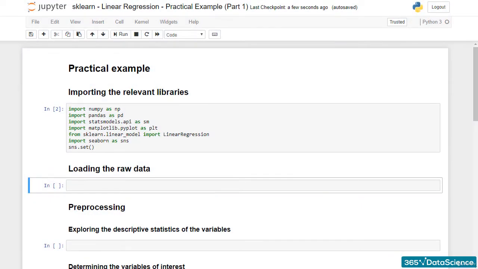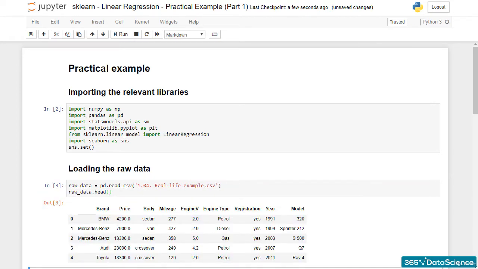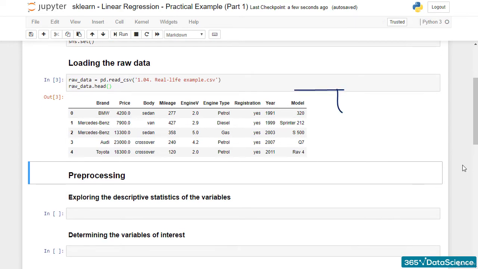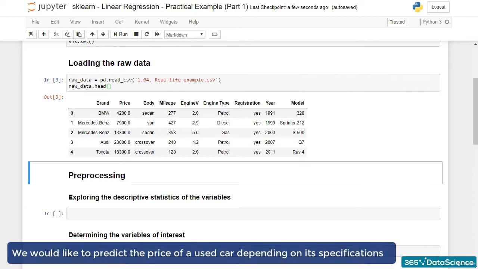Our dataset is in the file 1.04, real-life example. So I'll load the CSV in the variable raw data. Here's our dataset. This is a list of second-hand cars with their respective price, type of body, mileage, engine volume, engine type, year of production, model, and information about the time when they were registered. What we would like to do is predict the price of a used car, depending on its specifications.